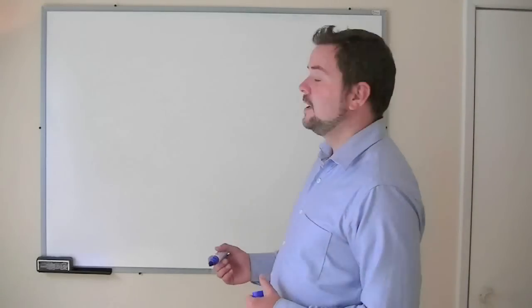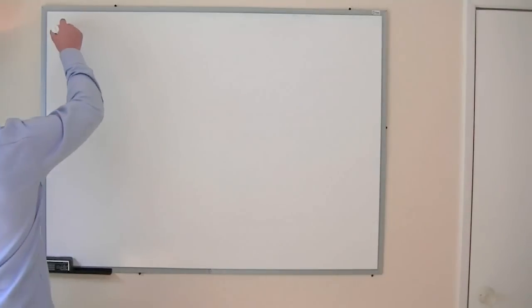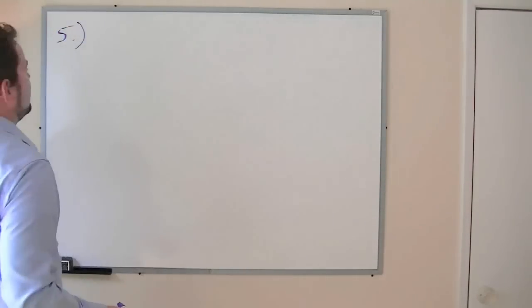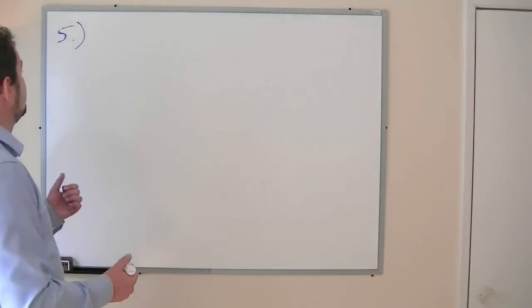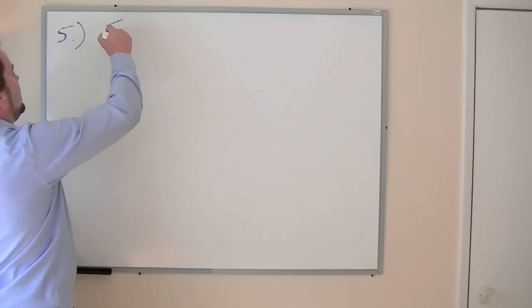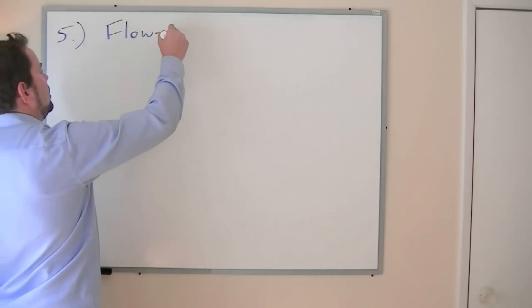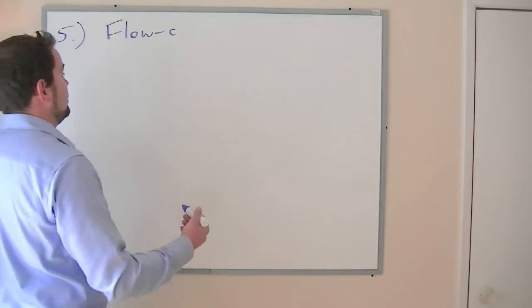Okay, so the fifth type of graphic that can be seen on some tests in the IELTS is what's called a flow chart. Flow like the flow of water or the flow of a river.